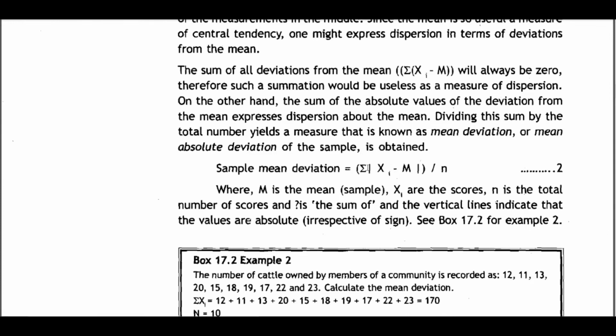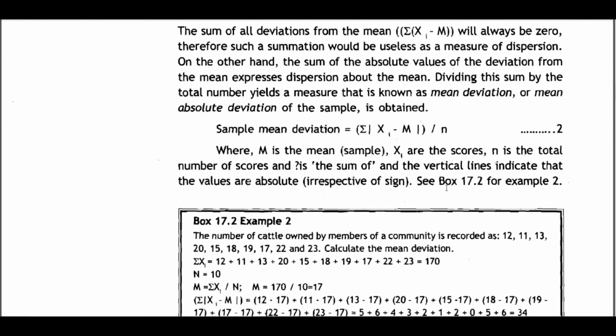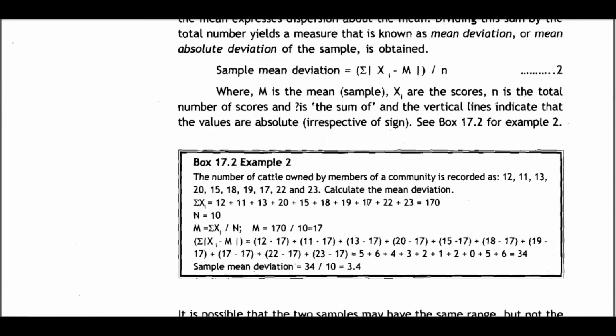So the sample mean deviation is the sum of the absolute differences between each value and the mean, divided by the total number of instances, where m is the sample mean and xi are the scores. Here n is the total number of scores, sigma is the sum, and the vertical lines indicate that the values are absolute. So irrespective of whether the difference is negative or positive, it will be treated as positive only. That is the idea. Now 17.2, Example 2.